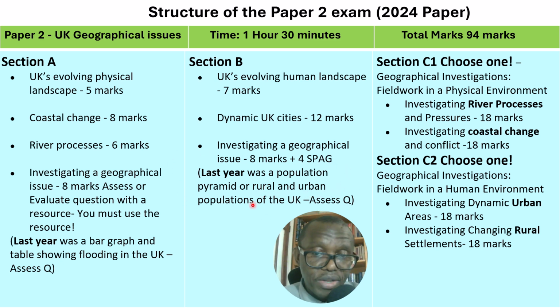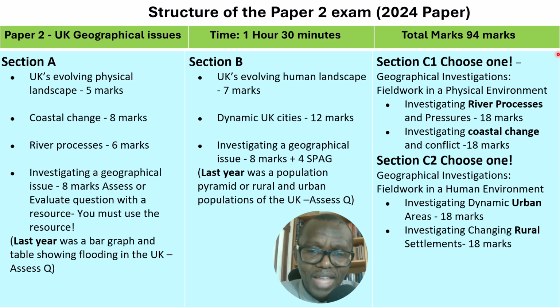Obviously this year it's likely that it's not going to be a population pyramid, but it's just good for reference purposes. Okay, and then we have section C. Section C now is the one that is on the fieldwork investigations, so what we have been covering in this particular video. And in this section C, you will have section C1 and C2. So C1 will be the physical study, so it will either be rivers or coasts, depending on which one you do at your school, right? And then in section C2, again, you will need to choose one.